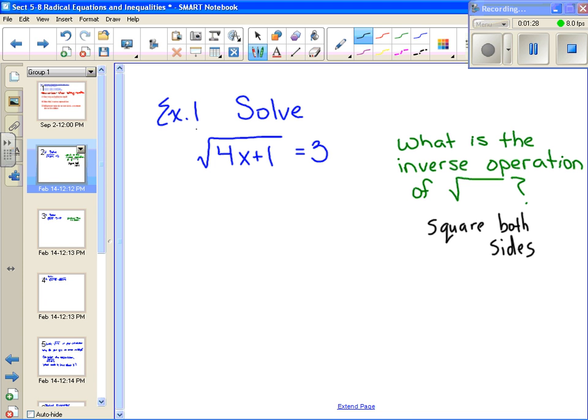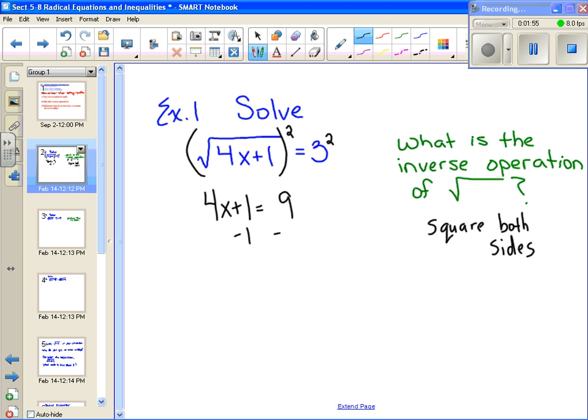And that's what we're going to do, because the inverse operation of square root is squaring. So we're going to square both sides, because whatever you do to one side, you do to the other. So remember those three steps when solving equations. Well, when you square a square root, that undoes the square root, so you're just left with what's inside, 4x plus 1, and 3 squared is 9. And now, look, it's just a regular equation that we can solve.